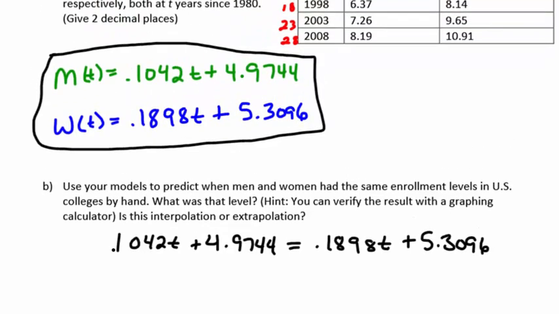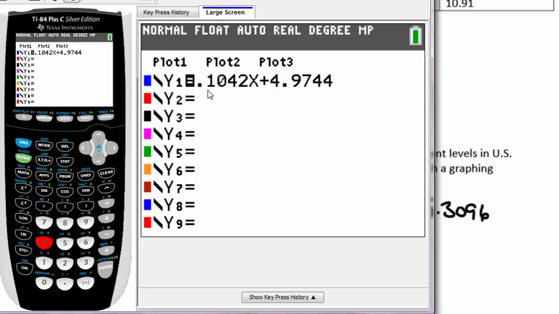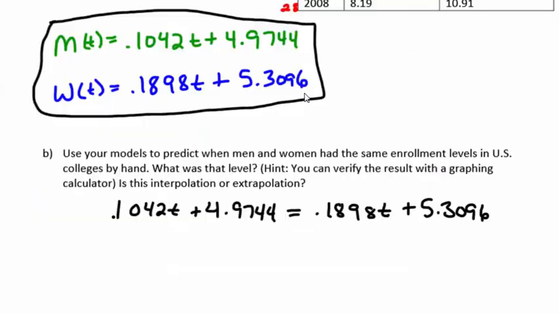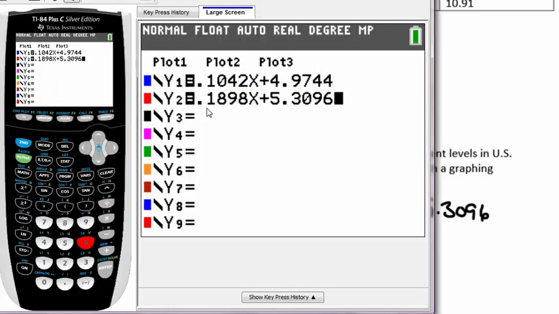To use my calculator, I'm going to plug each of the equations separately into the y equals menu. So my y1 equation will be 0.1042x plus 4.9744, and my y2 equation will be the equation for the women's model. So we'll enter 0.1898x plus 5.3096. Now we want to graph. Before I graph, I'm going to go ahead and turn on both plot 1 and plot 2 to show the data.